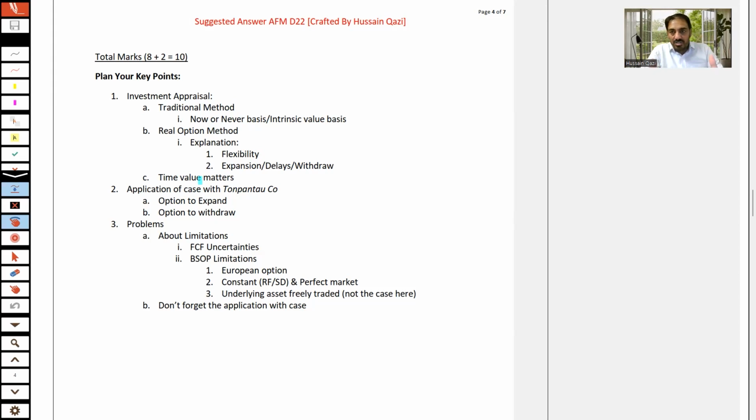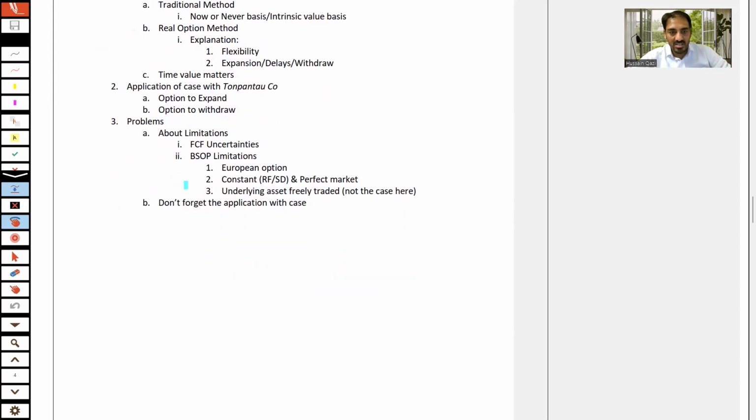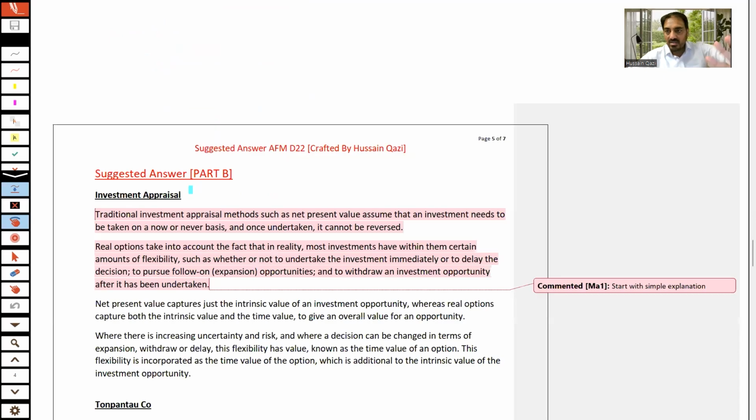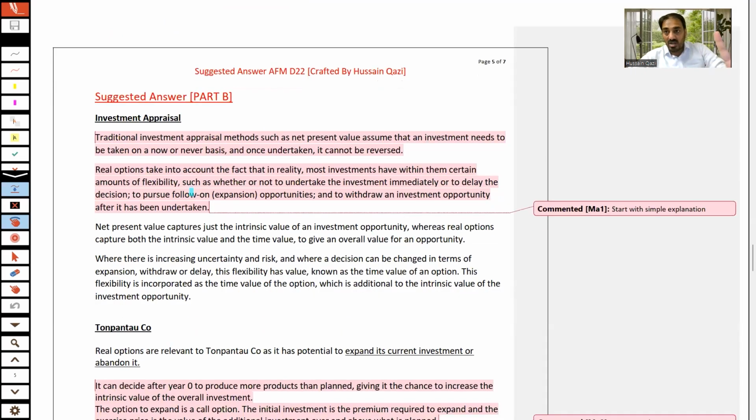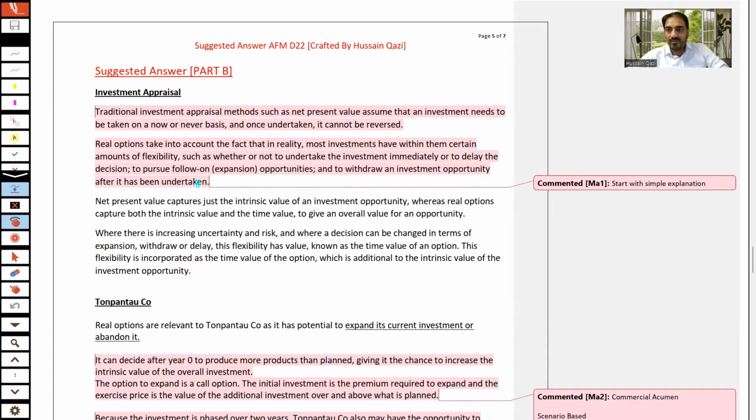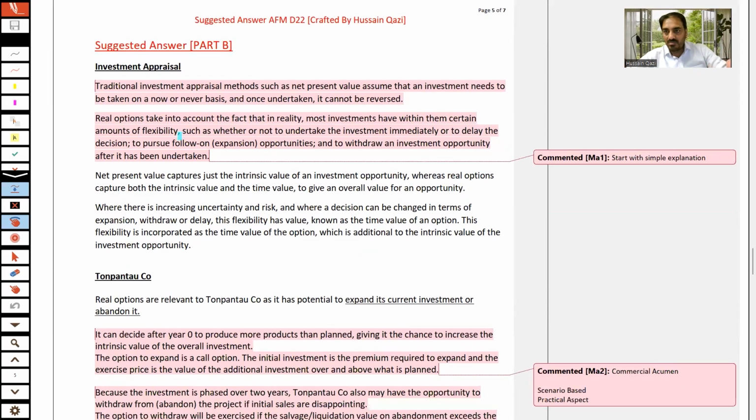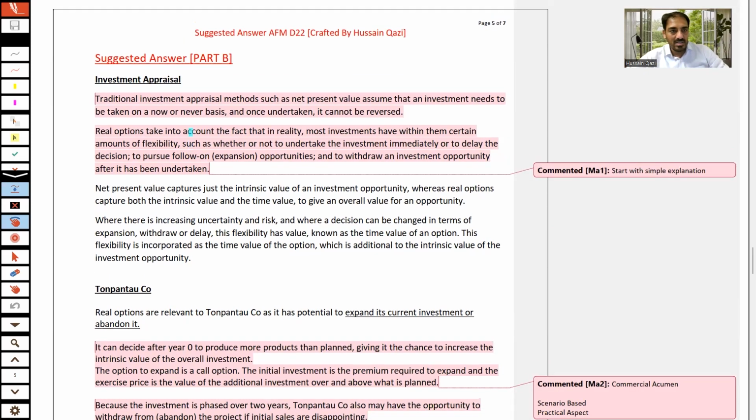Whenever you are drafting the answer, ensure that you are not only writing the technical marks, but also, side by side, simultaneously incorporating the professional skill marks. Now, this is an answer. This is not the model answer, actually the crafted answer for you people. So you will get easiness by reading this content of the answer.